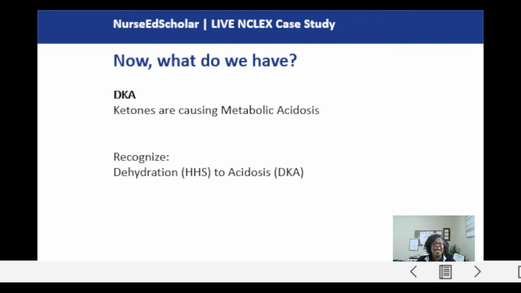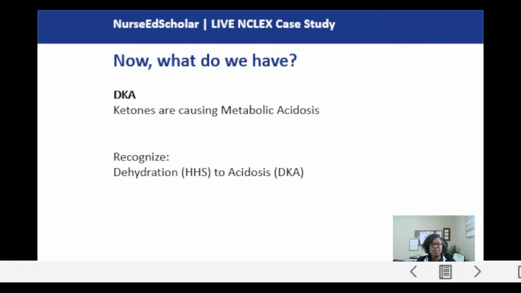And so we have DKA. So that's the other side. Like I said, the ketones are causing metabolic acidosis. The DKA, the pH at 7.2. With DKA, there isn't any insulin. And that's why I mentioned type 1 diabetics. There isn't any insulin, so the glucose can't go into the cells.